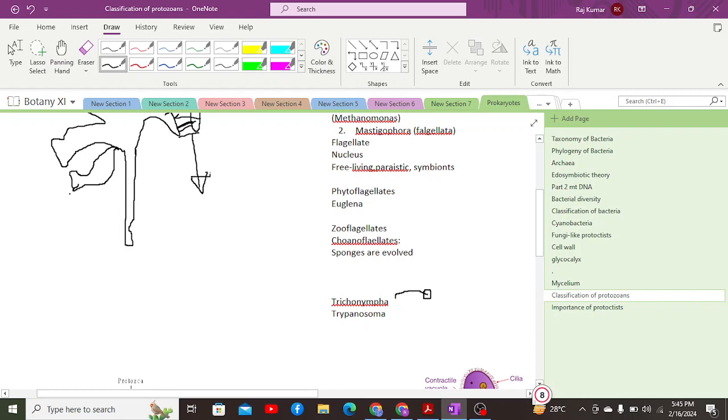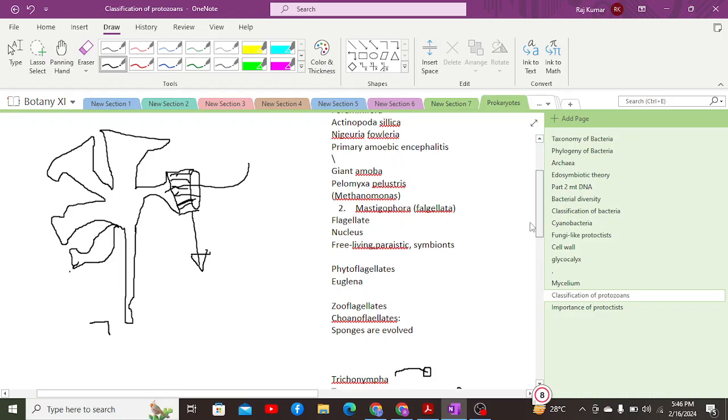Sessile aquatic, both marine and freshwater zooflagellates, which are in colonial form, form the fawning structure. And apart from that, when it comes to Trypanosoma, it is a parasitic mode, which causes African sleeping sickness and is spread by the vector tsetse fly.